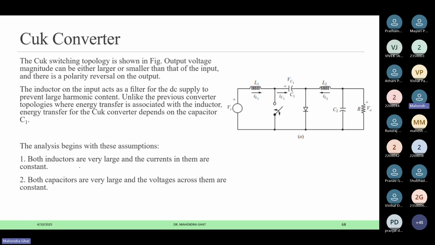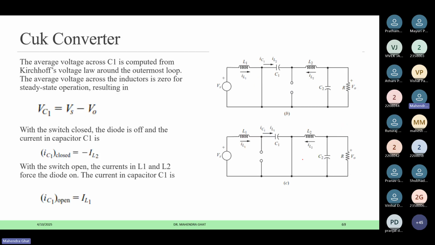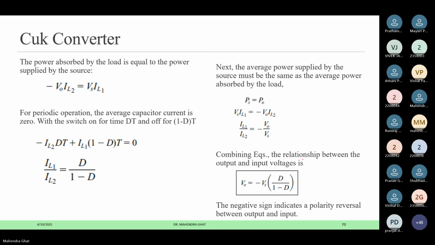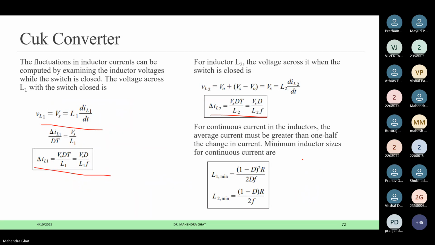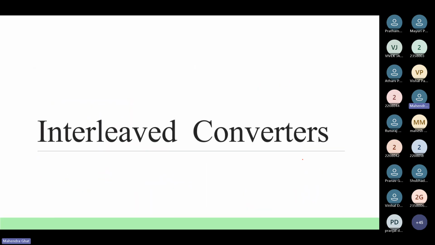Again it is a buck-boost converter, but it will have two inductors and two capacitors in the circuit. By switching these switches, we will get a similar output equation, but with filtered input and output capability. Okay, so that was yesterday's recap.